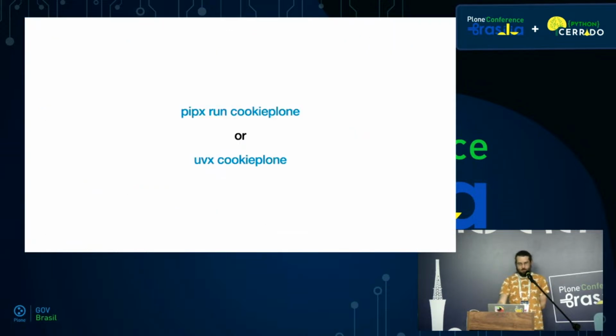Okay, so first we have to run cookieplone. You can do that either with pipx or UVX if you have UV. So you need one of these two tools just to install and run the package in a temporary environment. But you don't have to do anything else to get cookieplone.